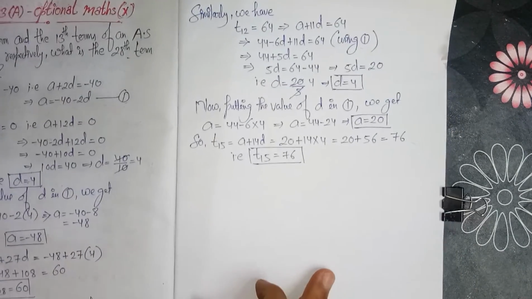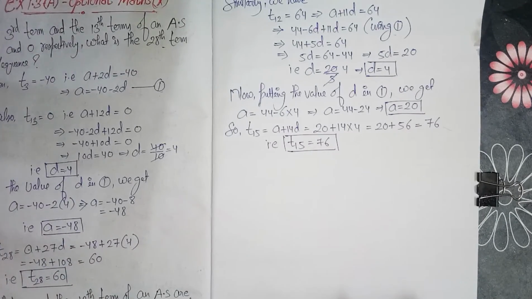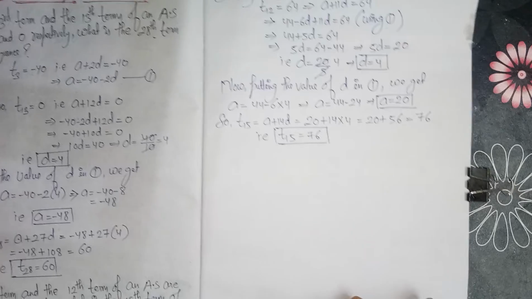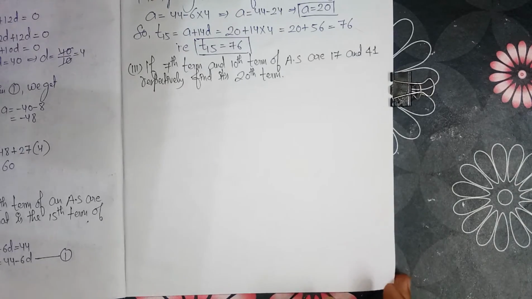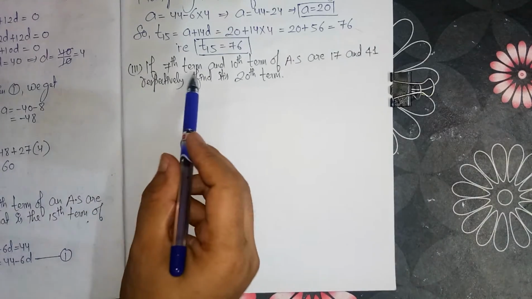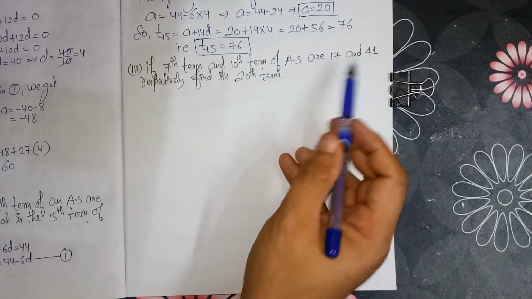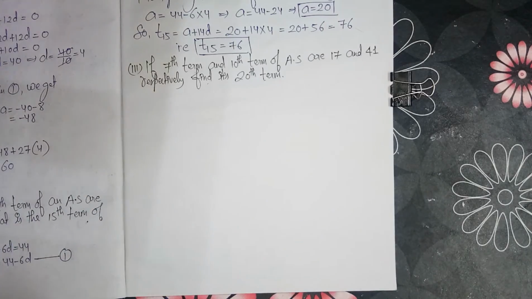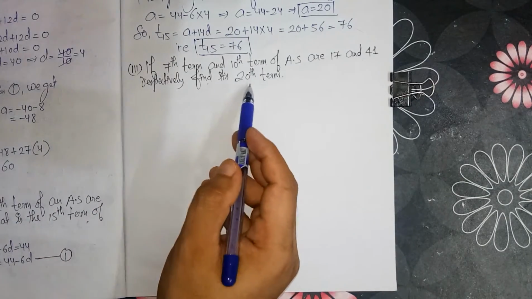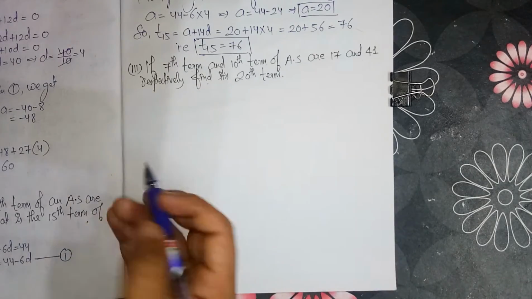Now we have one more part of the same question, and it is of the same type. So let's do it. I have written the question over here. The question is saying, if the 7th term and 10th term of an AP are 17 and 41 respectively, find its 20th term. Again, to find the 20th term, we have to first find the value of a and d using these two terms. So let's do it.